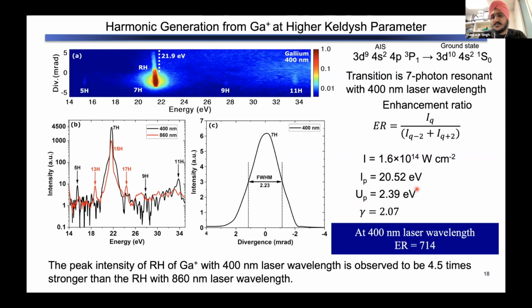As we can see, the ponderomotive energy is much less than the ionization threshold, and the multiphoton ionization process dominates. At 400 nanometer laser, the enhancement ratio observed is about 714. This is the maximum enhancement ratio that has ever been reported using the plasma plume method. If we compare the intensity of the resonant harmonic order at 400 nanometer with the 860 nanometer laser, we have an enhancement of about 4.5 times.